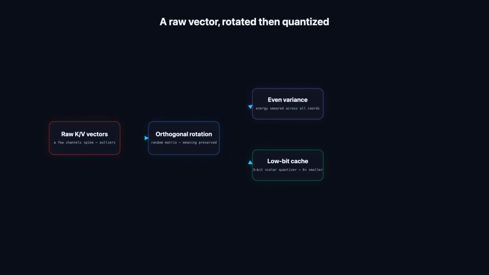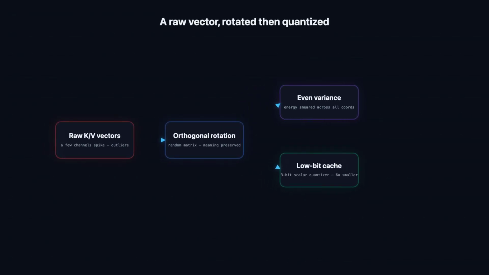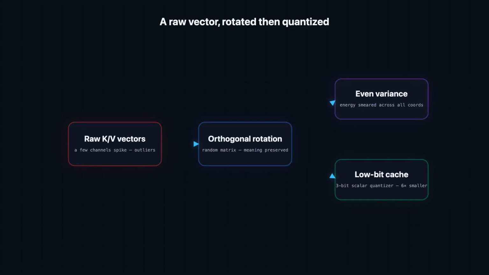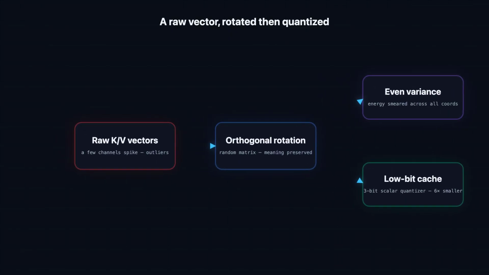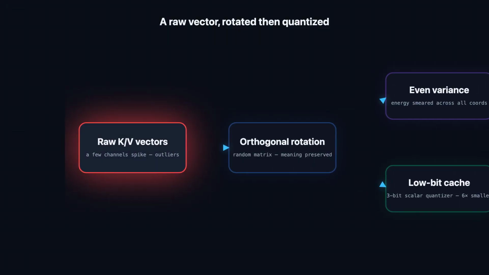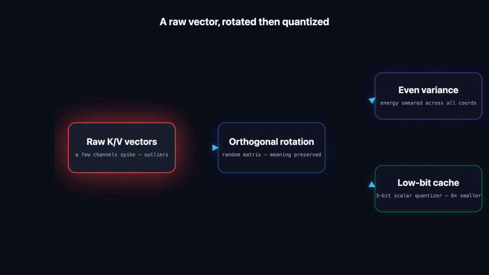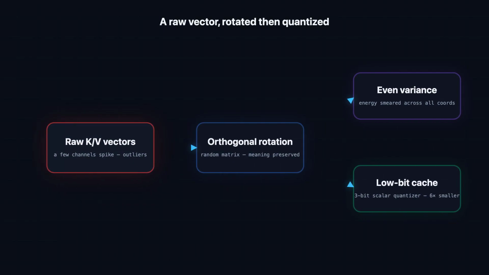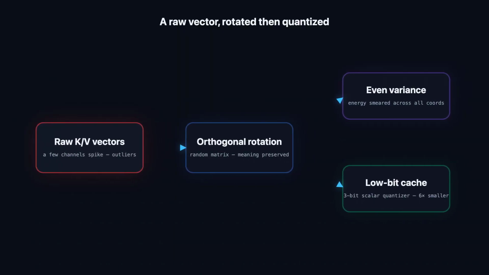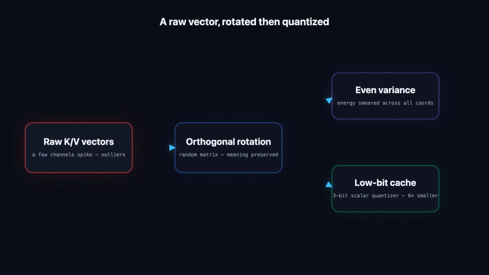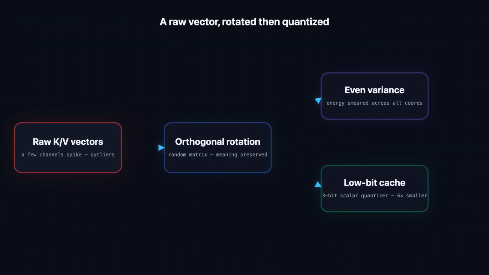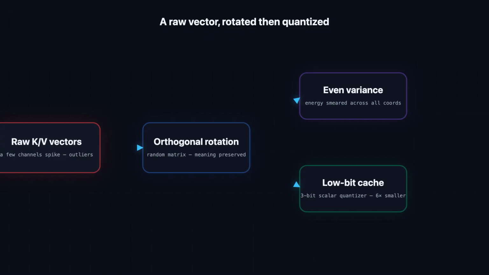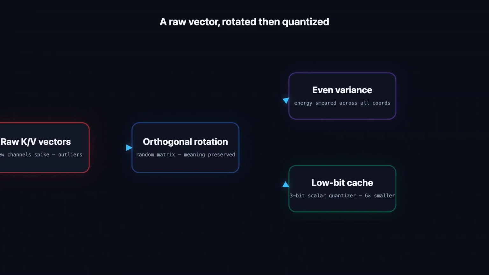Look, the whole idea is a short pipeline. A raw vector full of outliers goes in, gets rotated, spreads out, and comes out ready to quantize. Follow it one block at a time. Every attention layer stores a key and a value vector for every token it has seen. The trouble is that variance is not spread evenly. A handful of channels spike far above the rest, and those outliers force the quantizer to waste its limited range covering the extremes, leaving too little precision for everything else.